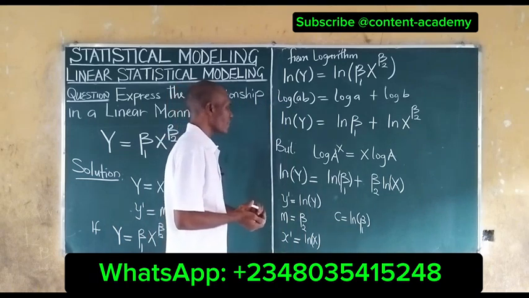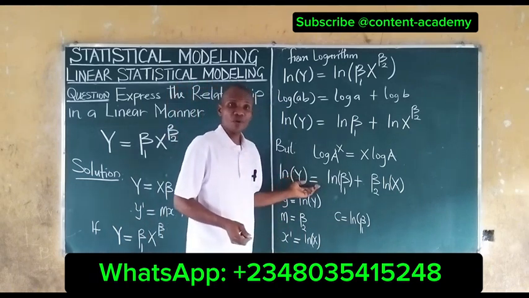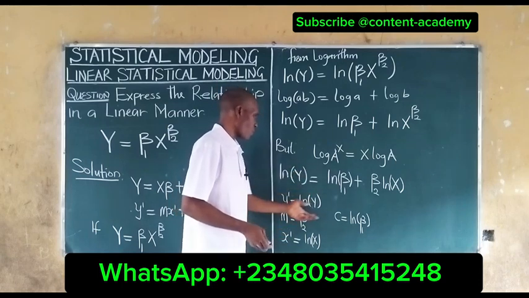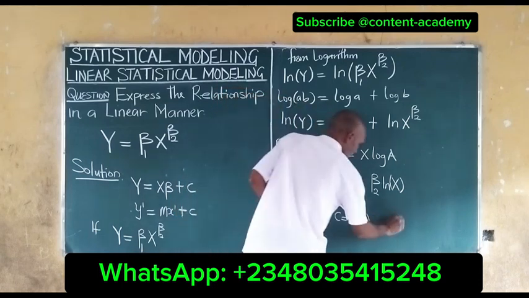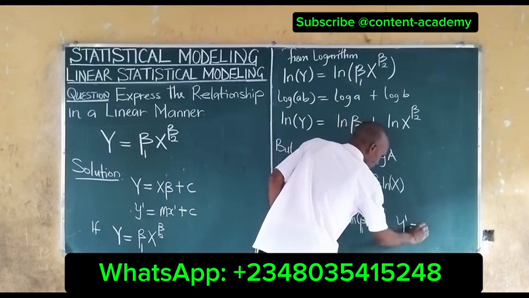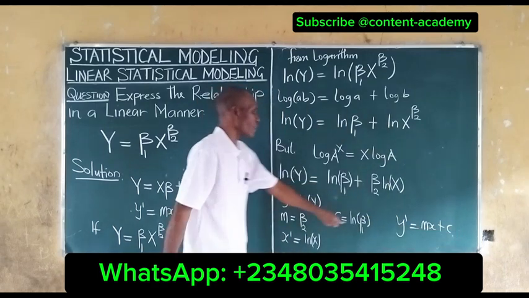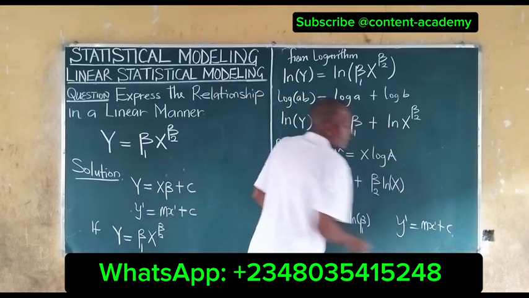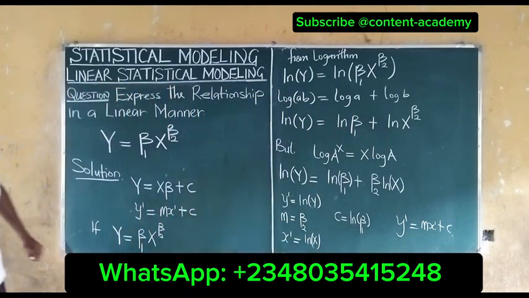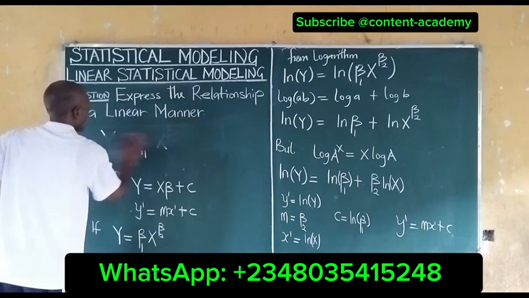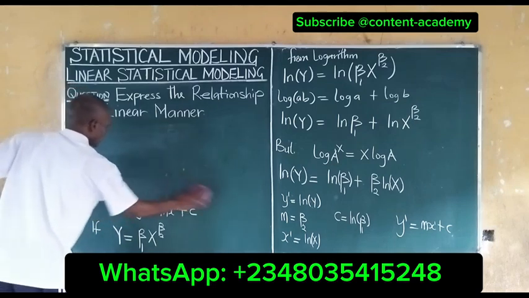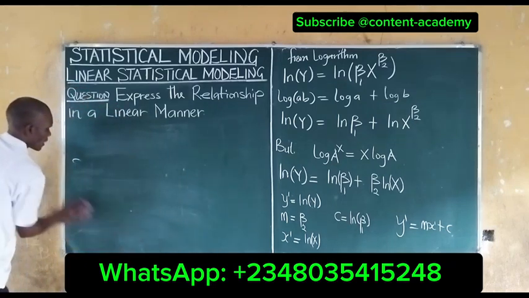Now, we can rewrite the transformed model. This is the transformed model. We have succeeded in writing it like this, and we should recall this: y is equal to mx plus c. So we can write our transformed model in this pattern to show linearity. So we have to delete this part of the board to do that.